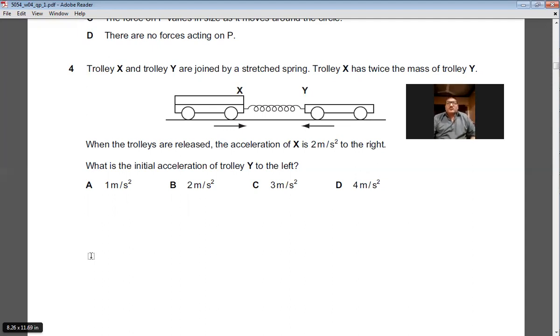You see the force acting on both the trolleys is due to this spring. So the force acting on both of them is same. The mass of the X is double, the mass of Y is half the mass of the X. Acceleration produced is inversely proportional to the mass of the object. If the force is same, the acceleration produced in the Y will be inversely proportional to its mass. So its mass is half of the X, so the acceleration produced will be double. So the acceleration produced in the Y will be 4 meter per second square. D should be the choice. Question number 4, D is the right choice, sir.